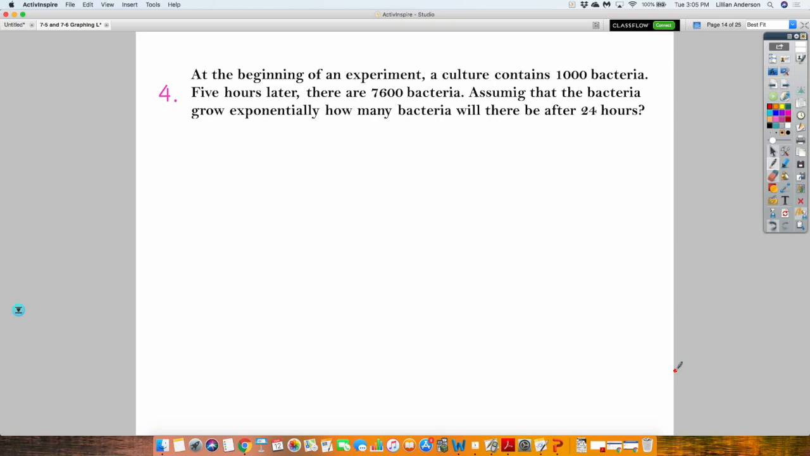What do we know? It's exponential growth. So that means we're dealing with the equation. Is it A equals Y equals? What is it? It's A. Okay.